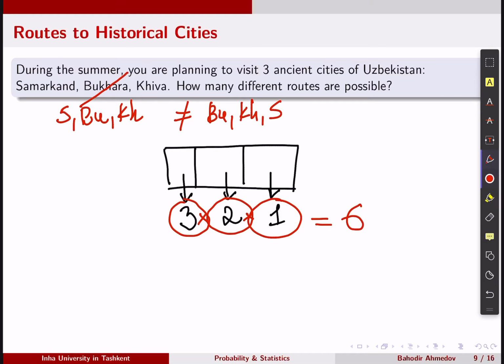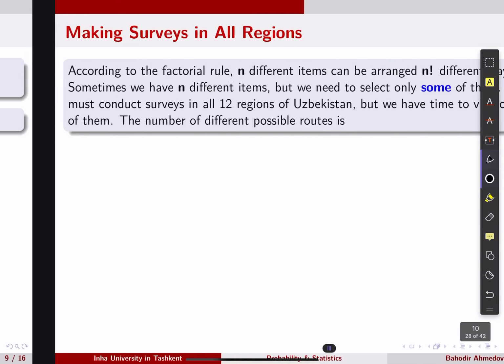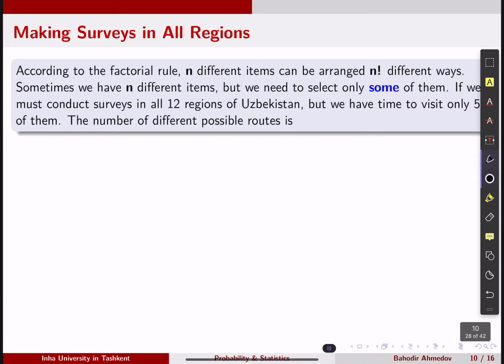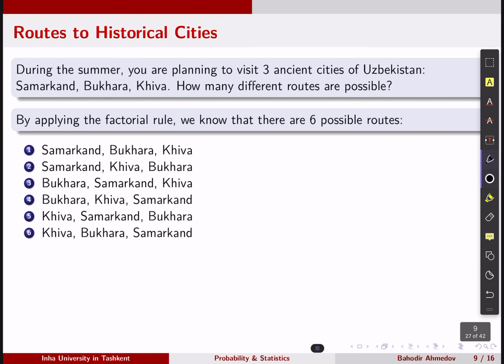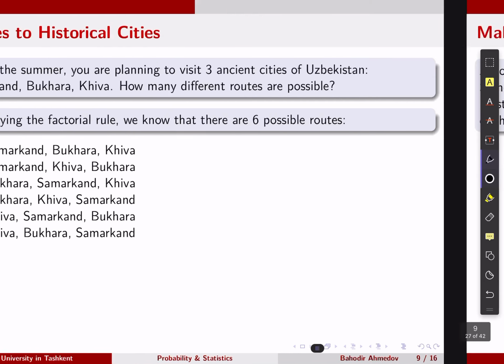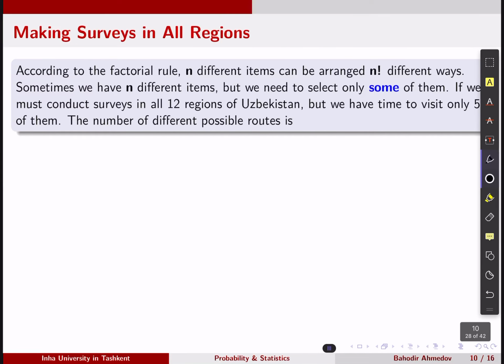Let me change this problem a little bit in order to give you some feeling. We will come back to this now. So now let's make this problem a little bit different. Let's say there are 12 regions in Uzbekistan. What you need to do is visit only 5 of the regions.